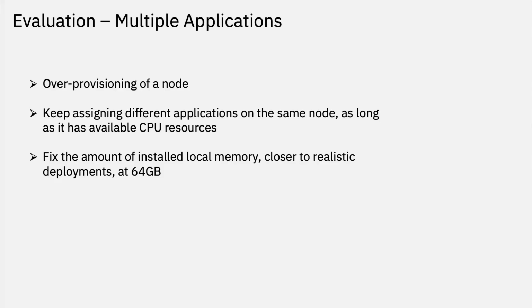Moving on to the second part of our evaluation, we evaluate the over-provisioning of a node. Specifically, realistic cloud computing workloads are characterized by multiple applications encapsulated in virtual machines or containers that share the available computational and memory resources of the physical node. In contrast with the previous evaluation where we ran each application in a standalone fashion, here we keep assigning different applications on the same node as long as it has available CPU resources. Also, we fix the amount of local memory closer to realistic deployments at 64 GB, and we include our disaggregated memory cloud orchestrator stack.